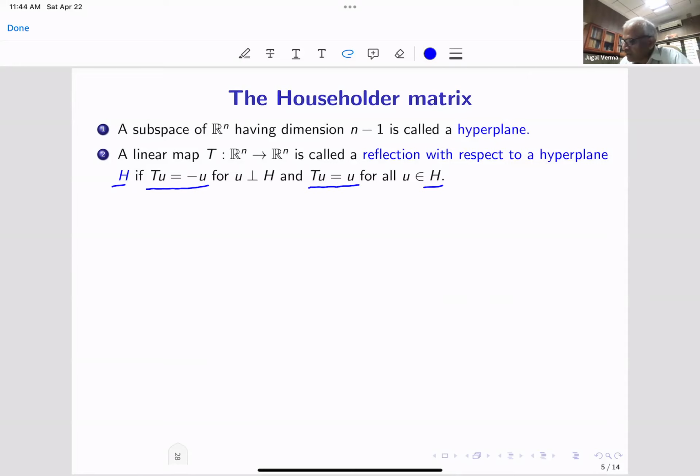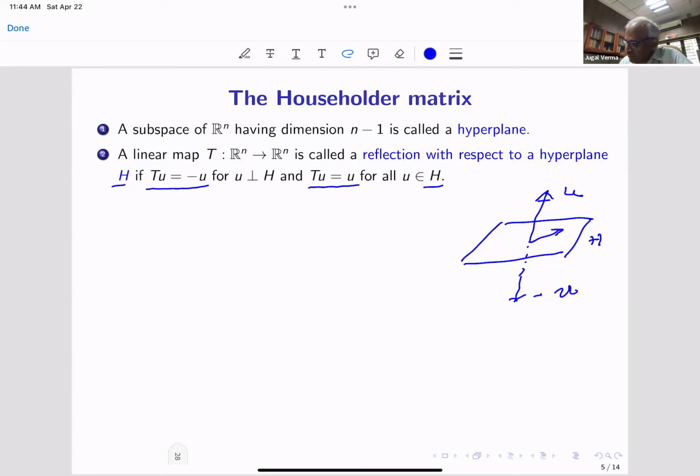So imagine a plane in R^3, and a vector which is perpendicular to this plane. Then reflection will map this vector to its negative, minus u, and vectors inside H are mapped to themselves.